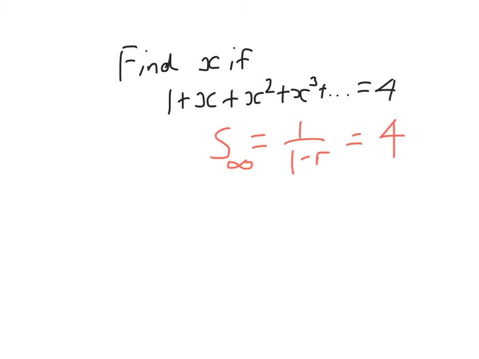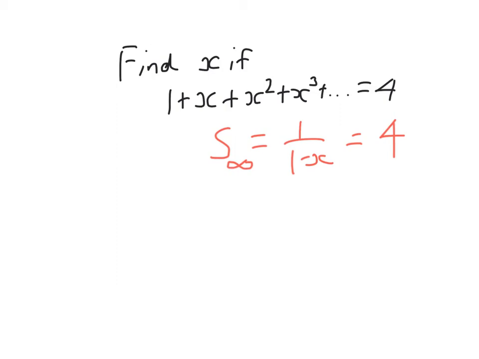What's R? Well, I just told you that each subsequent term, you multiply by x. The common ratio here is x. So I'm going to rub out R and replace it with x. So now I've got an equation to solve with only one variable, and we know how to do that. We've done it a million times. So I've got 1 over 1 minus x is equal to 4.